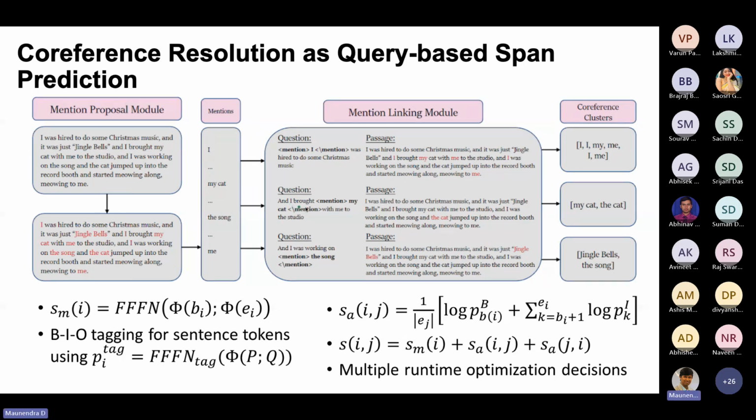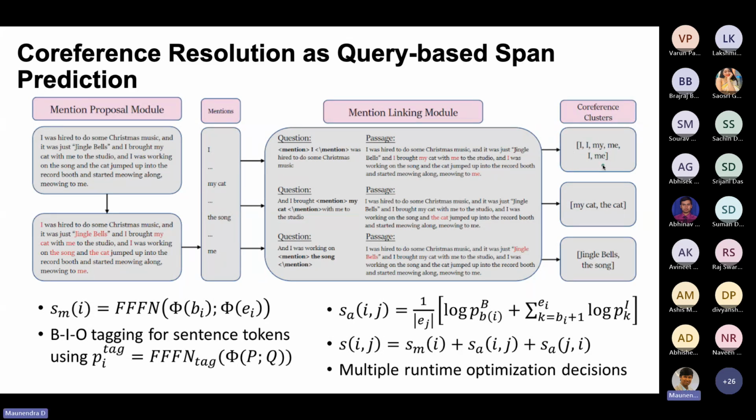Then the second question is for the mention "my cat": I brought my cat with me to the studio. So "my cat" is the current mention in question. So this is also included inside the mention and /mention tags. And this passage remains the same. And given this question and given this passage, they expect the model to give these answers.